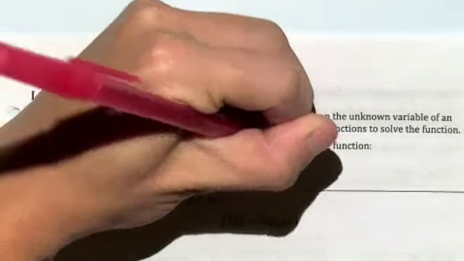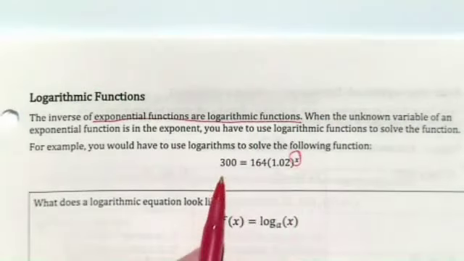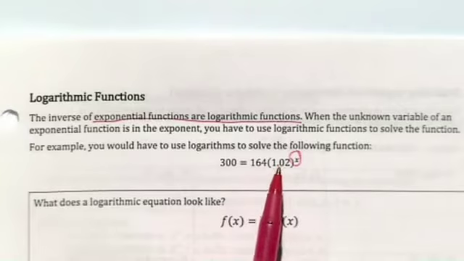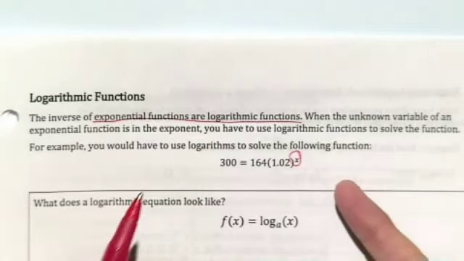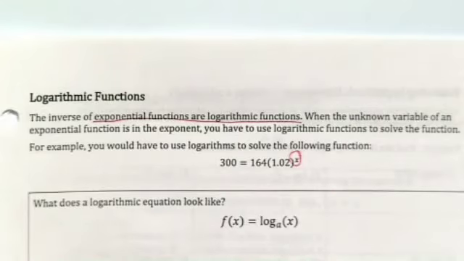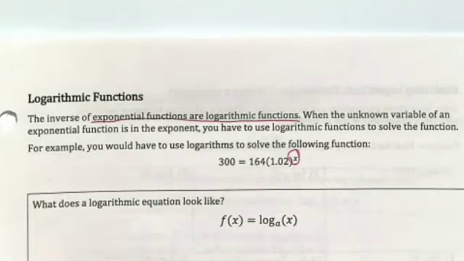If x is in the exponent and I wanted to know what x gives me an output of 300, I don't have a solution to that. I don't know how to get this exponent. How do I even do that, right? Well, our math tool belt says that logarithmic functions and exponential functions have a relationship, and that relationship is I can change the way this looks in a way that I can solve it.